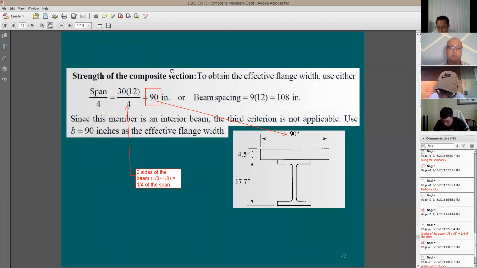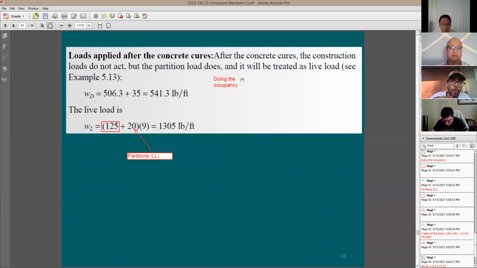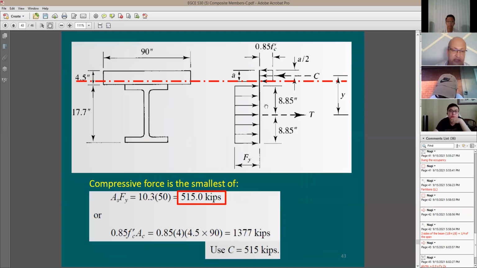Now let's look at the occupancy case. I'm going to go back here and look at the occupancy. Dead load is the same, 541.3. Live load changed because now I'm going to have the light manufacturing plus the partition live load. I have 1.3 kips per foot. So I'm going to be doing exactly the same thing.